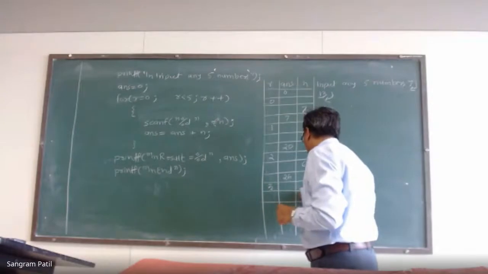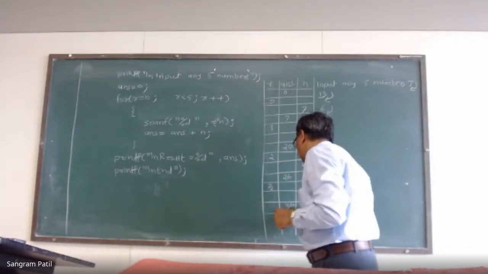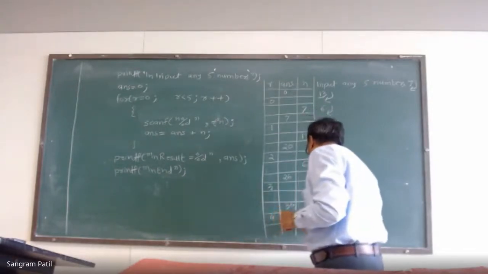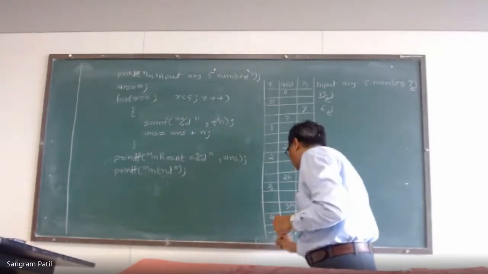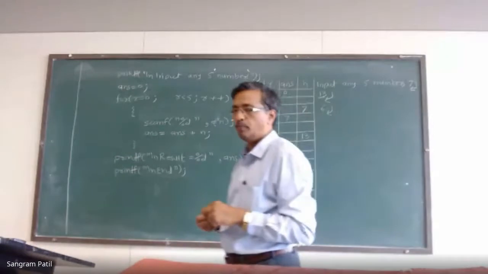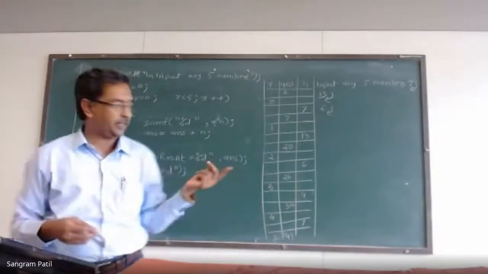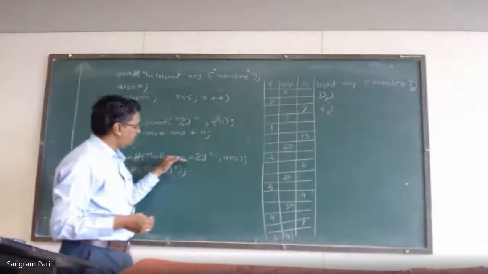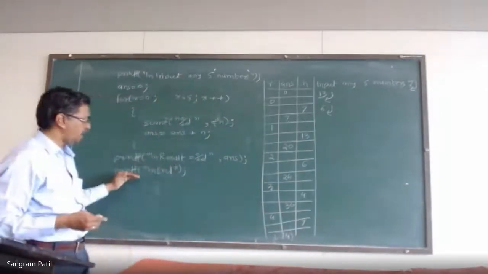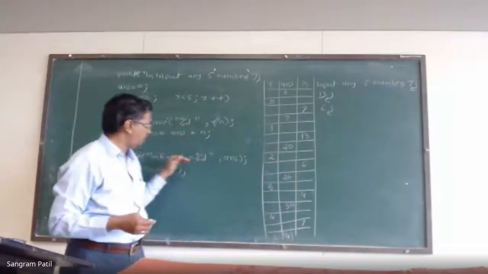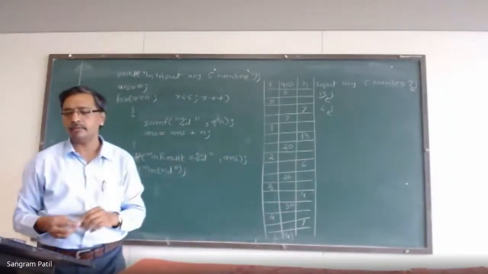Suppose the next value is 4. So this will become 30. Then 4. Next value is 7. This will become 43. And when r becomes 5, it will come out of the loop. It will give you the result, percentage d answer. In the previous case, it gave you result equal to 63 and 8. In this case, it gives you result equal to 43 and 8.